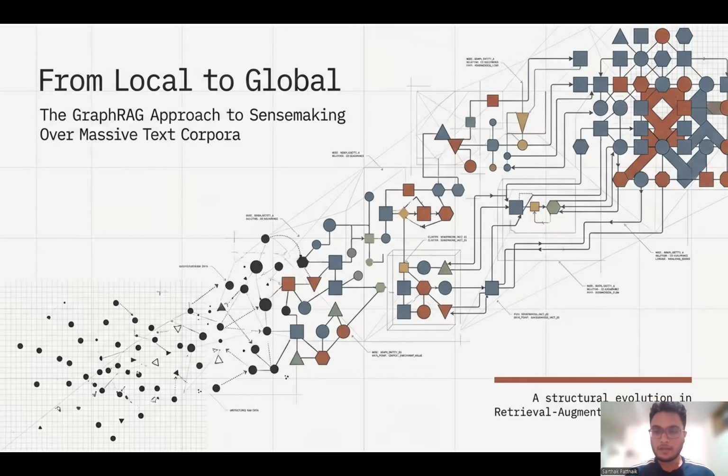Hi, everybody. Today I'll be explaining the concept of GraphRAG and what is the utility of GraphRAG, why do we need it, and how is it different from conventional RAG. So without further delay, let's get started.